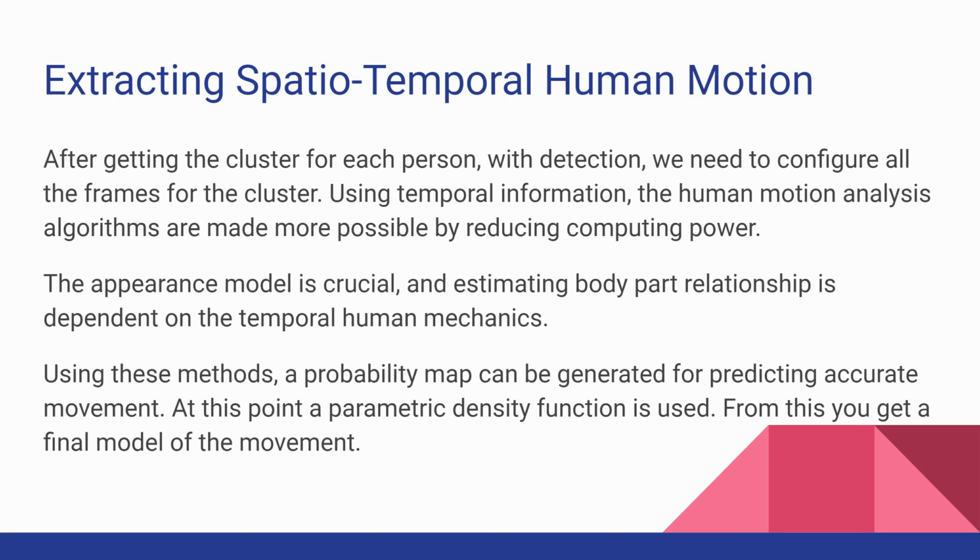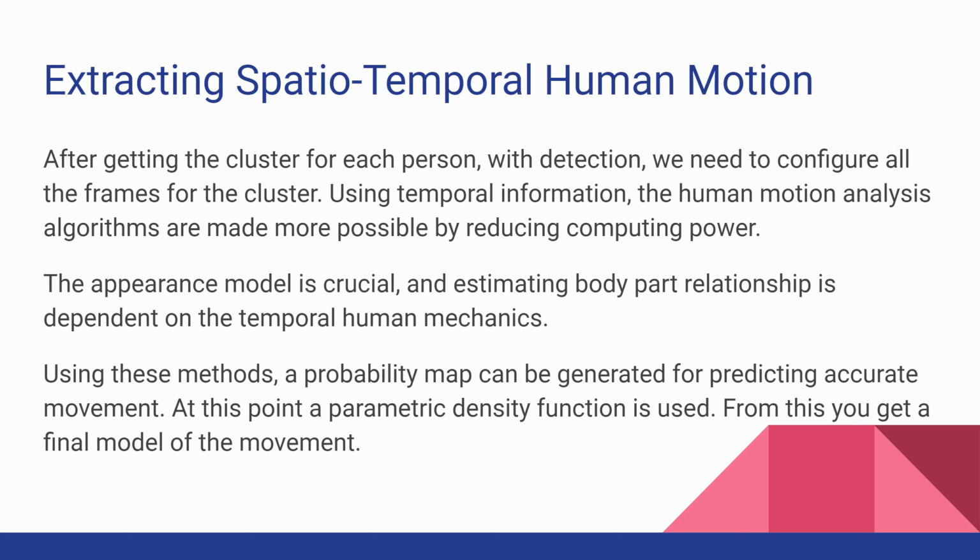Next is extracting the spatiotemporal human motion. After getting the cluster for each person with detection, we need to configure all the frames for the cluster. Using temporal information, the human motion analysis algorithms are made more possible by reducing computing power. So using the space and time with their formulas and their three-step method, we're trying to reduce computing power taken. The appearance model is crucial, and estimating body part relationship is dependent on the temporal human mechanics. Using these methods, a probability map can be generated for predicting accurate movement.